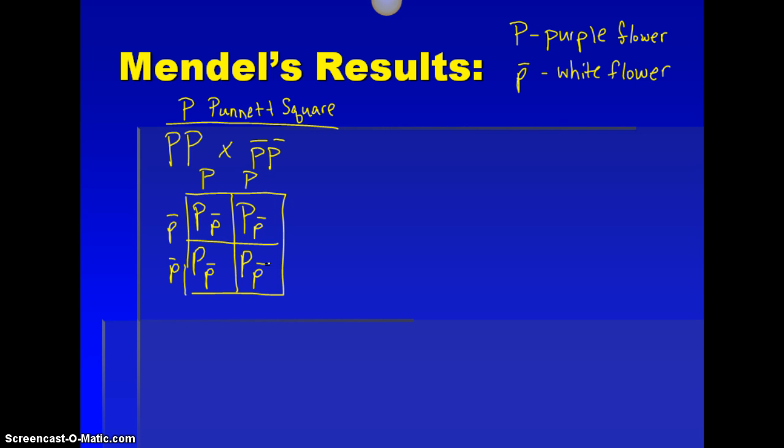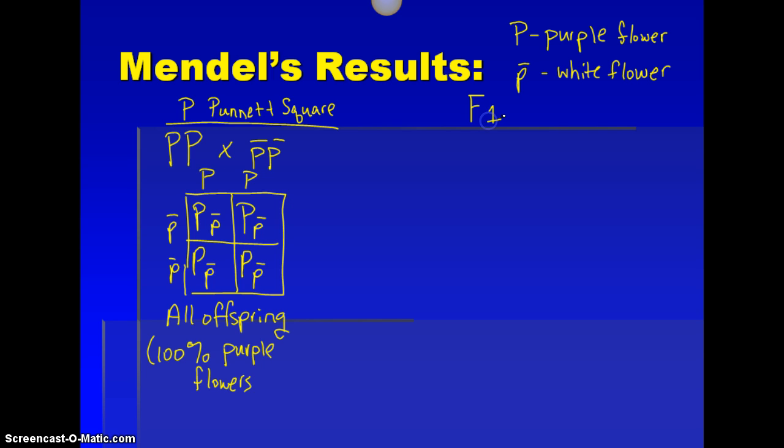So all of these offspring show a big letter. In this case, it's a normal type of dominant trait, so big P represents purple. So all of the offspring, or you can put a percentage, 100%, are purple flowers. Okay, so that's what he found in his parent generation.